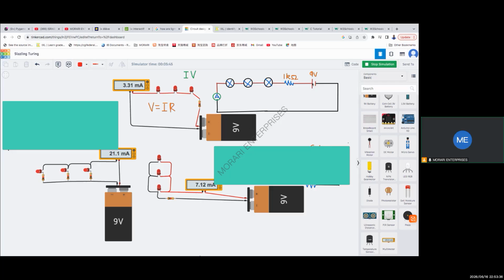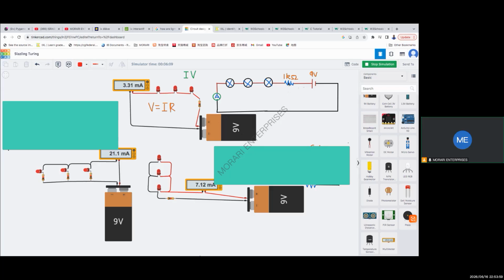Now current will come from this positive terminal and go through our resistor. So this is how we indicate a resistor in a circuit. Sometimes we can use a rectangle bar, but in this case we use these zigzag lines. So this is 1 kilo ohms, or 1,000 ohms of resistance.